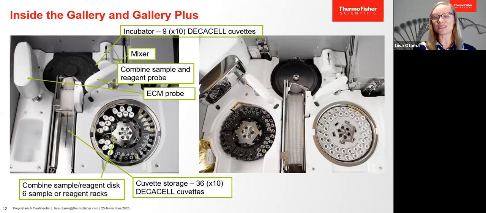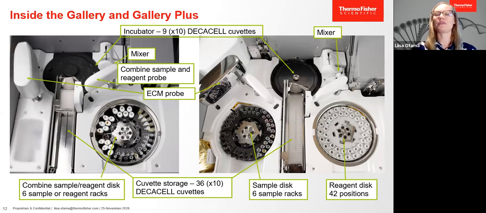And for the Gallery Plus, which was the larger model, we have the same incubator, the same mixer, and the same cuvette storage. Then we have a separated sample compartment and a separated reagent compartment. The reagent compartment, by the way, is cooled. And on the Gallery Plus analyzer, you can have up to 42 reagents on board at the same time. So 42 reagent positions. And the samples, you can have now the full 6 sample racks.